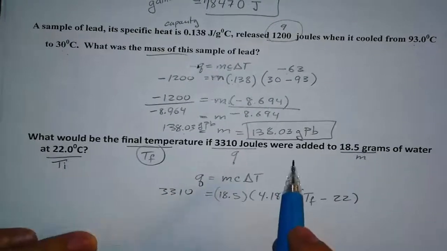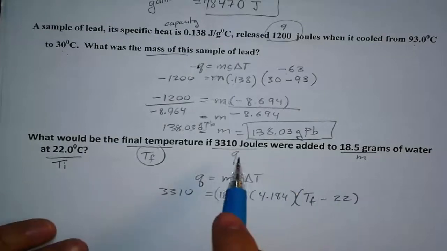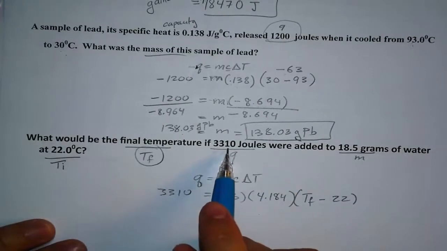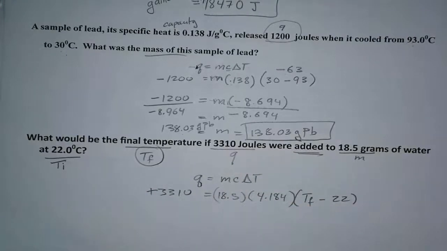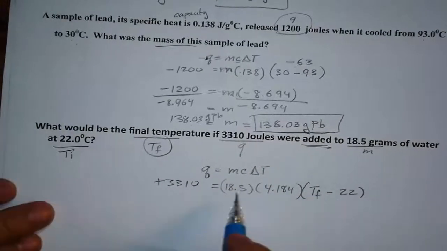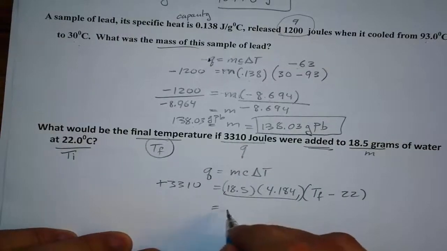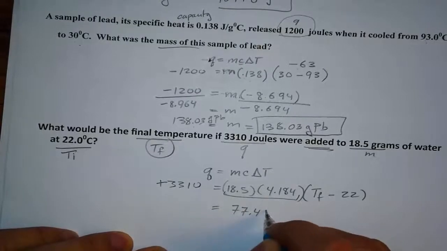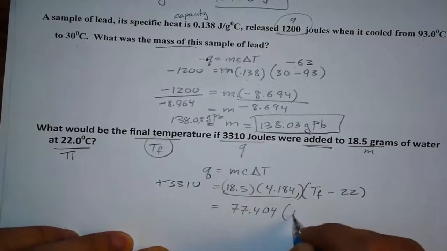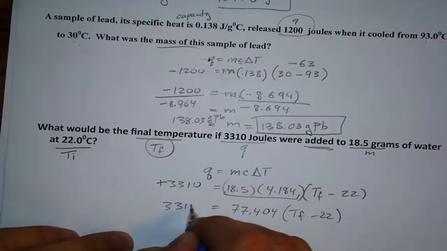Well, in this case, do we know if the Q is positive or negative? Well, look at the question. We have 3,310 joules were added. So that means it has to be positive. Okay? So let's simplify this. I'm going to multiply this and get a number. And of course, in this case, I have 77.404 times Tf minus 22. And over here, we have 3310.